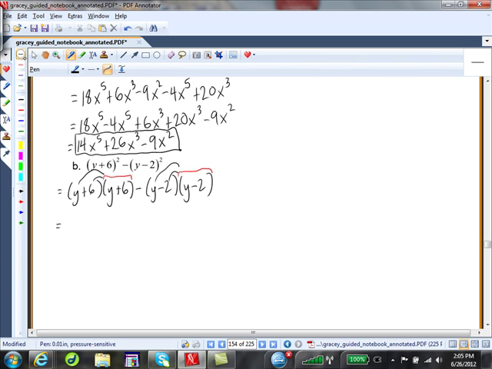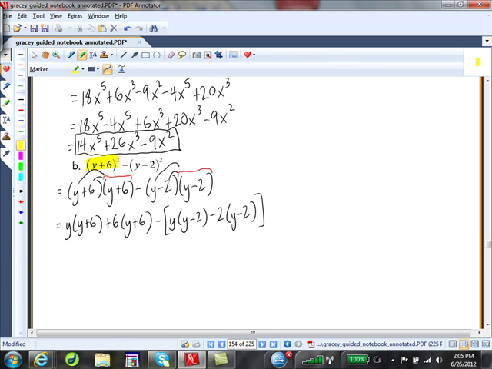So we will get y times y plus 6 plus 6 times y plus 6 minus, and again I'll put grouping symbols, y times y minus 2 minus 2 times y minus 2. So this is equivalent to this, which is equivalent to this. And this is how the second part lines up.